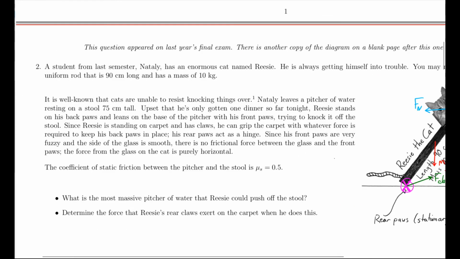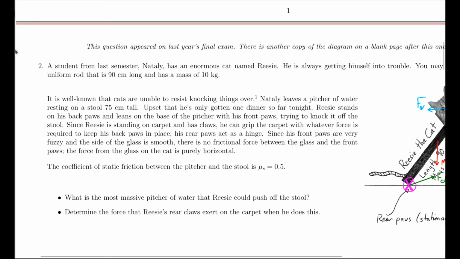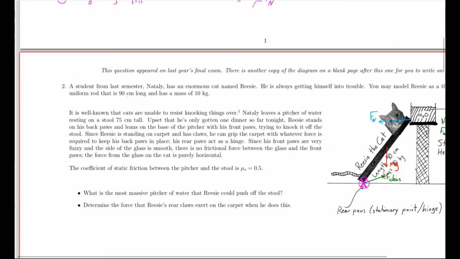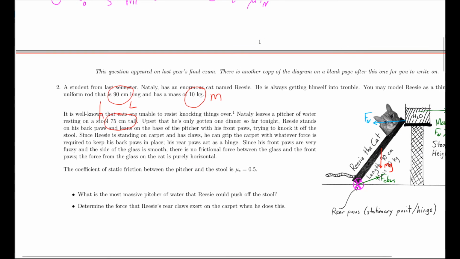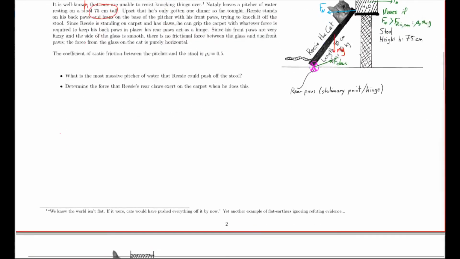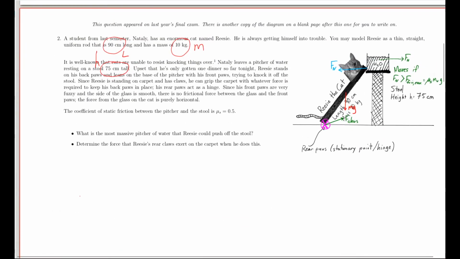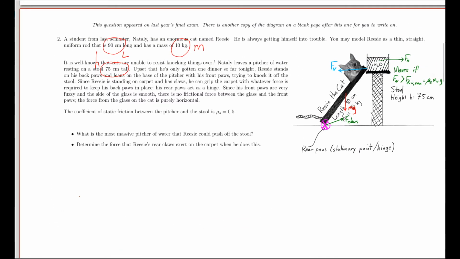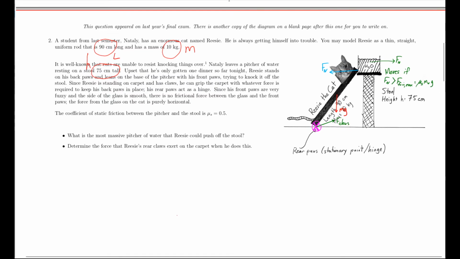So let's just go ahead and get some symbols here. This is the length of Reese. This is the mass of Reese. This is the height of the stool. So in this problem, I haven't given you a step-by-step solution guide. I want to see if you can figure out how to do this on your own and figure out what's going on.